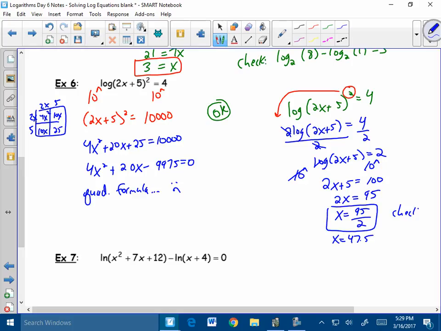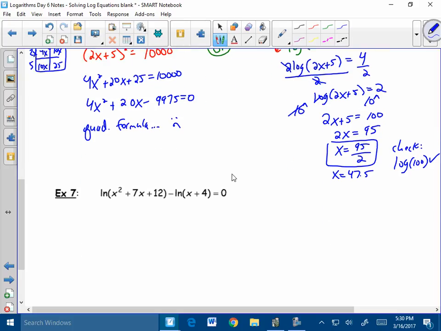And you can check it, too. I should have checked it before I boxed it in again. When I plug this 95 over 2 in here, 2 times 95 over 2 is actually going to give me 95. And then I would add 5, and it would give me 100, which is perfectly fine. So that does work out there. Again, that avoids the whole ugly quadratic formula business. So sometimes it is useful to make use of those log properties going the other way, because it saves us some work. Just be on the lookout for that.